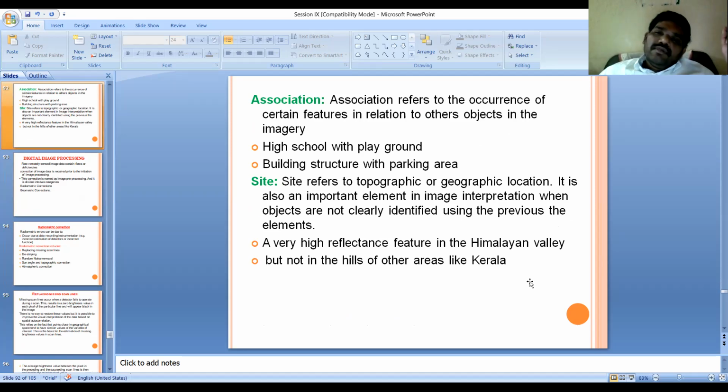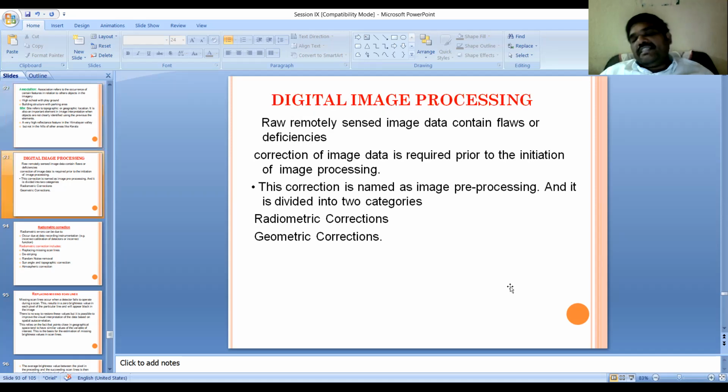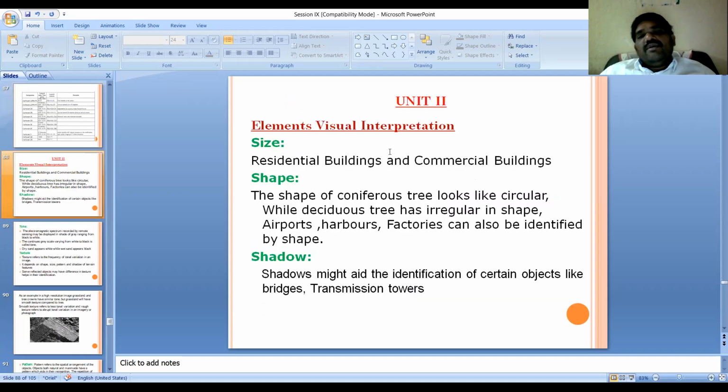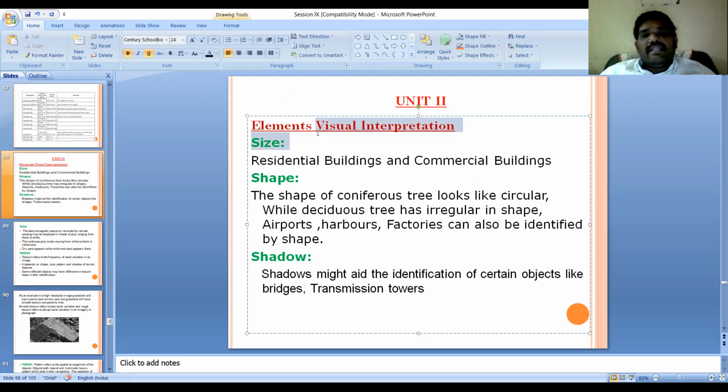All these we discussed yesterday in the previous class in a more elaborated manner. Now, after visual image interpretation, in the previous class itself, we entered into the second category of image analysis, that is nothing but digital image processing. See here, digital image processing. In the previous case, we have seen elements, visual interpretation. I didn't mention any connected word here. There are three words: elements, visual, and interpretation.